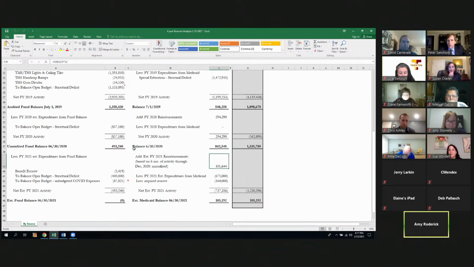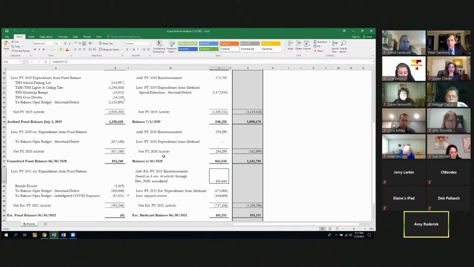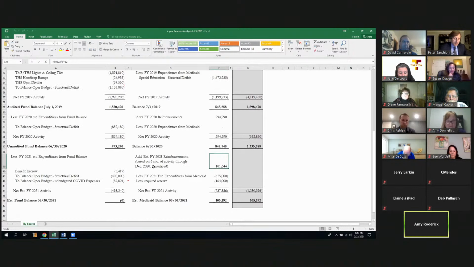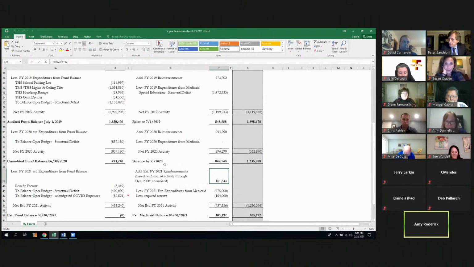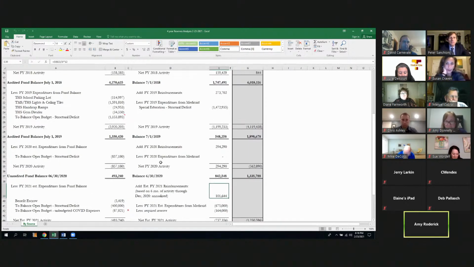So again, I guess there's not much to add to this, other than all the reserves that we have been asked to use, whether it's for capital or for the structural deficit, have been used at this point. I'm not sure there's much else I can add, so I will open it up to questions.